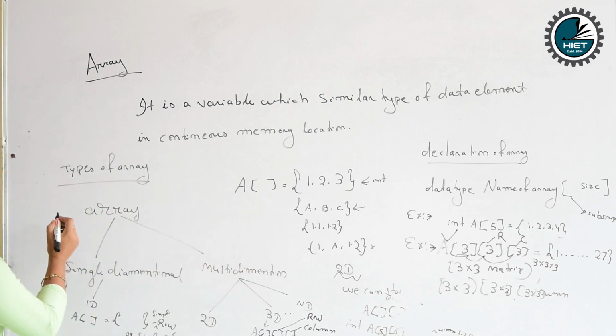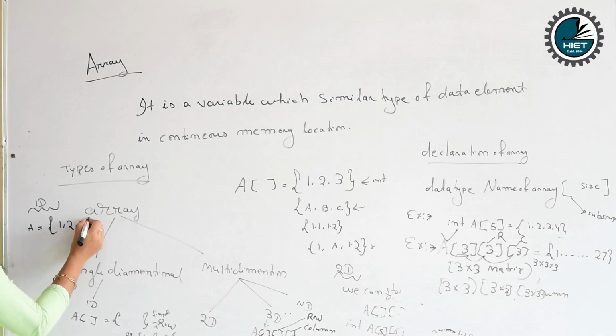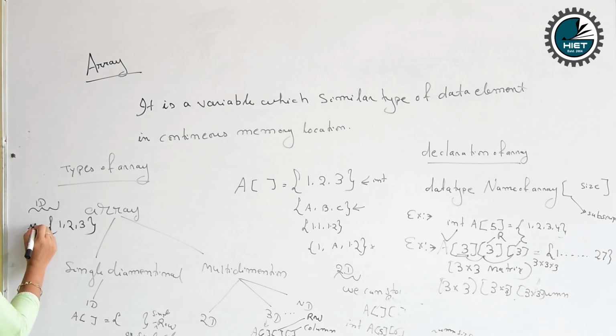The one-dimensional array, if we are writing A equals to 1, 2, 3 and continuously data in a single row, then we have to specify here the size of the elements, what type of data we are using, and how many data we are using. That represents the size of the array.